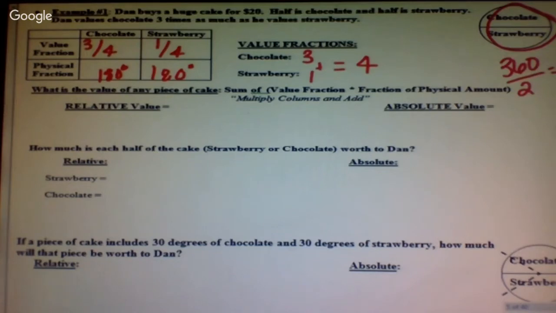Okay. I'm going to give you 2 equations. The first one is, how do I find my relative value? How do I find the percentage or the fraction of what this is worth? Okay, so we need to talk chocolate first. To find chocolate's value, you would take the value fraction and multiply it by the physical fraction. Okay. Right now, I'm just giving you the grounds for what you're going to do. We're not plugging in any numbers yet. We'll get there in the next one.